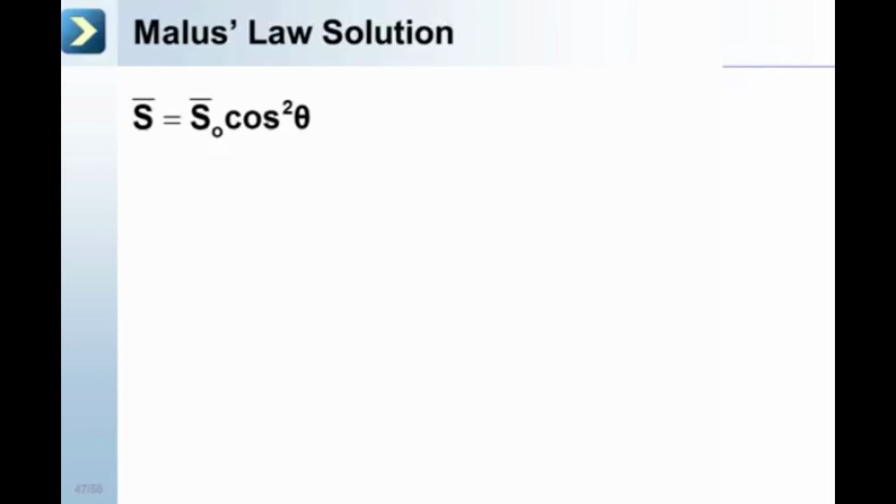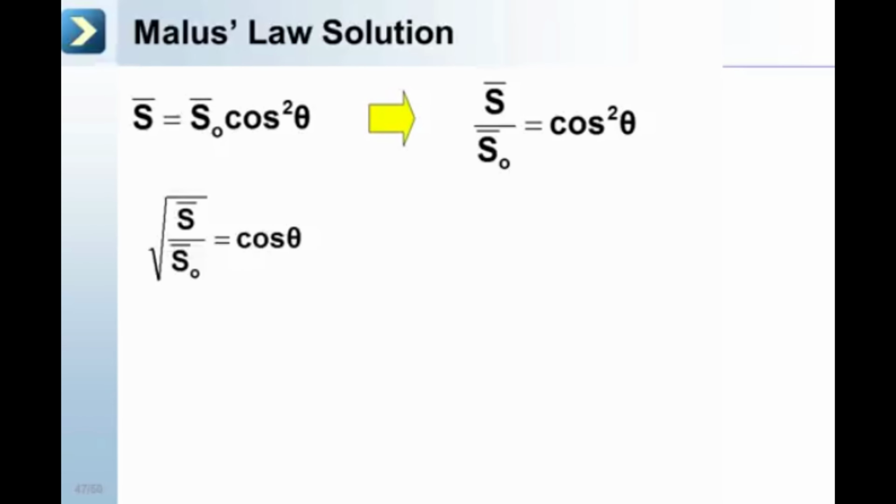Malus's law solution. Start with our formula, but in this case, we're looking to find the angle. So rearrange to solve for theta. Divide both sides by S0. Then take the square root of both sides. Finally, since we're interested in the angle, not the cosine, we'll need to take the inverse cosine of both sides.